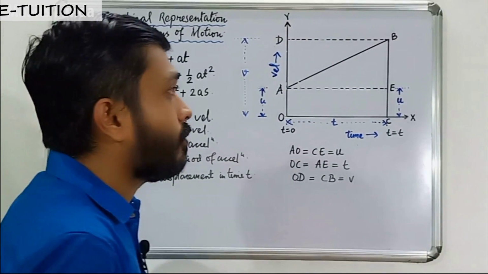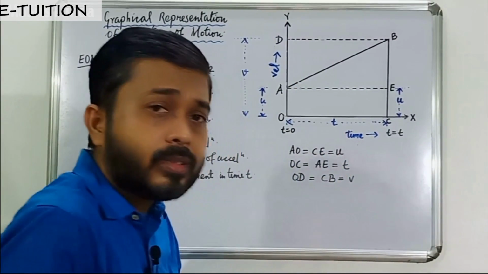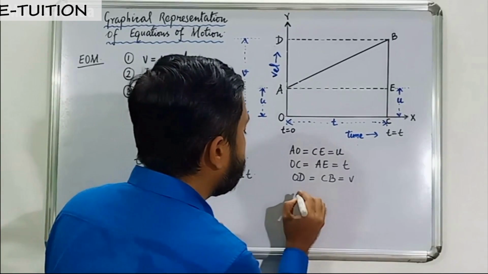Now we need to start from CB or BC, whatever you say. CB is how much?